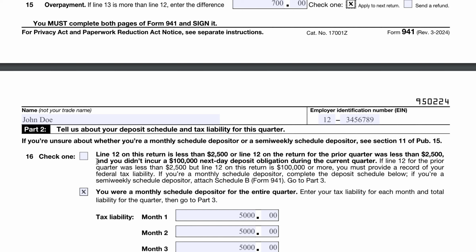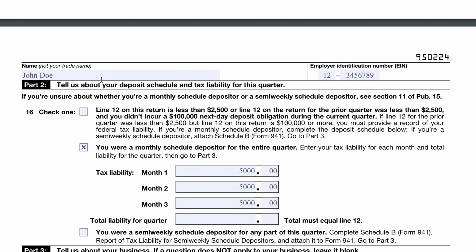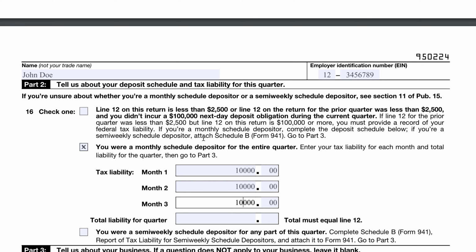So in part 2, before we get there, we're going to put the name and the EIN, the employer ID number, at the top of the form. And then in part 2, there are 3 different possibilities. So the first possibility is that line 12 on this tax return is less than $2,500, or line 12 on the prior return was less than $2,500, and you did not incur a $100,000 next day deposit obligation during the current quarter.